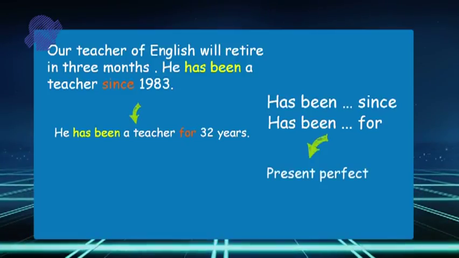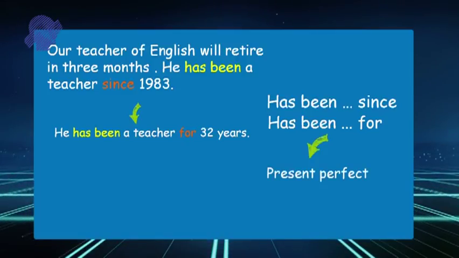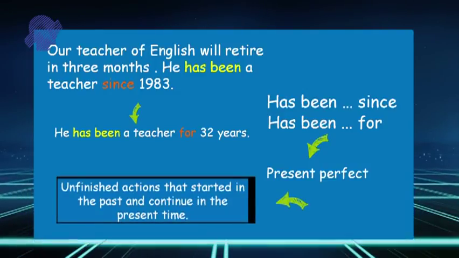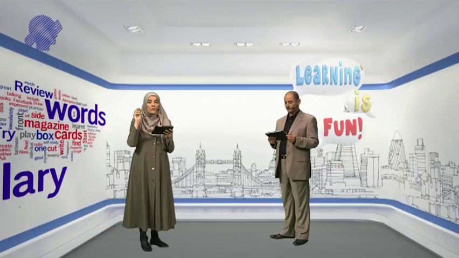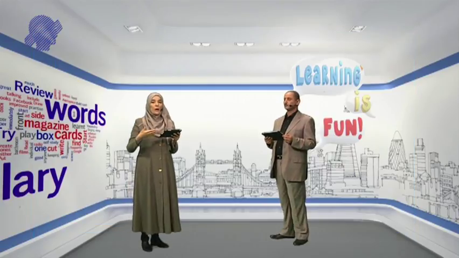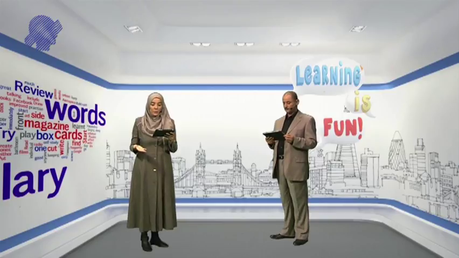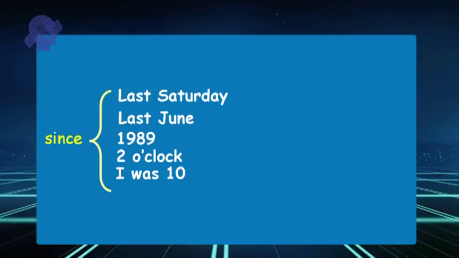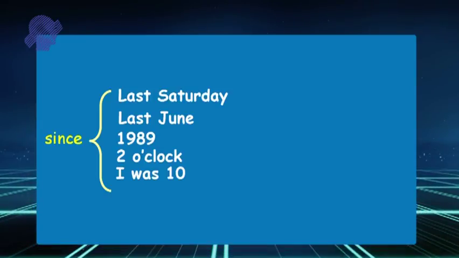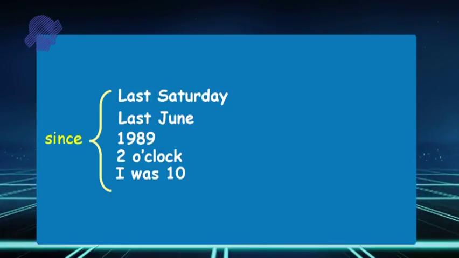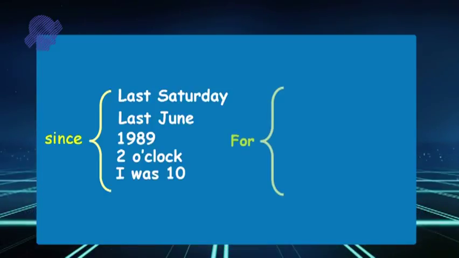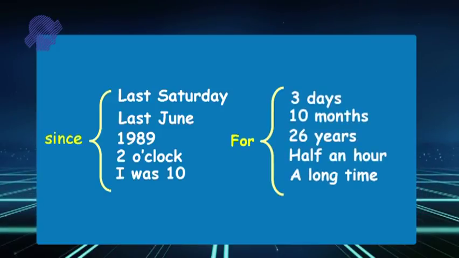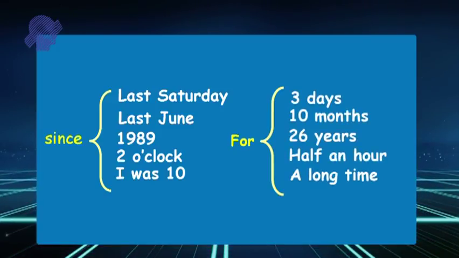And in those examples, we have unfinished actions that started in the past and continue in the present time. And the two time indicators, since and for, are used in the following time expressions, all right? So since: since Saturday, since last June, since 1989, since 2 o'clock, since I was 10. And for is used as follows: for 3 days, for 10 months, for 26 years, for half an hour, or for a long time.